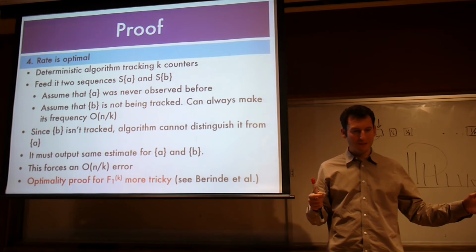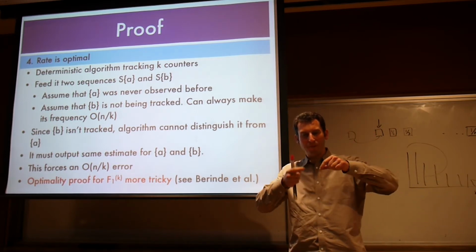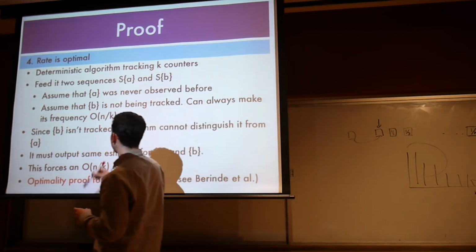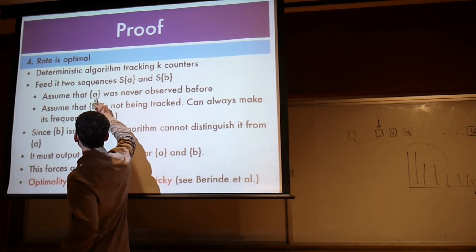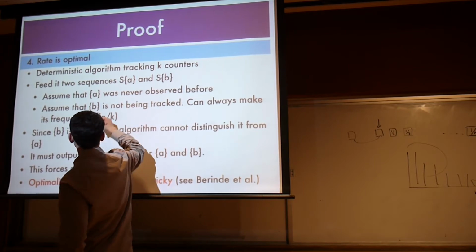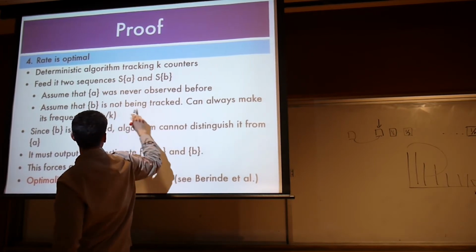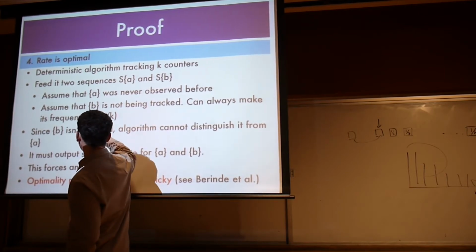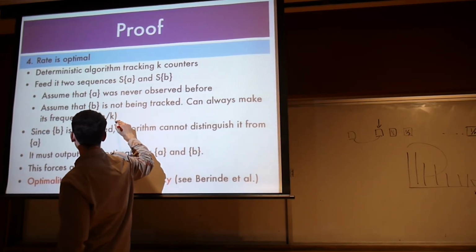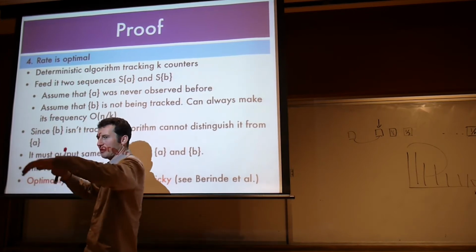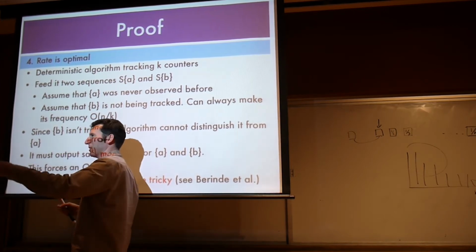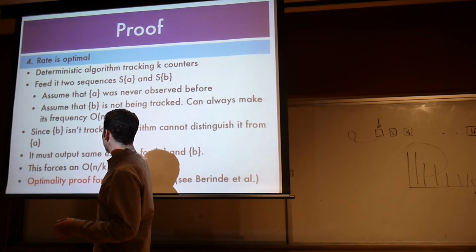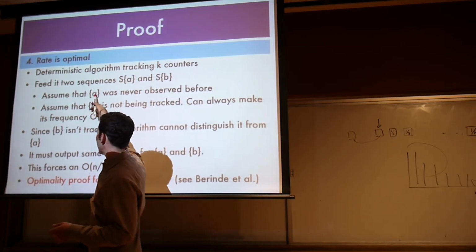And these sequences are exactly the same up to the last symbol. The only difference is that the last symbol in one case, this A, was never observed before, and we assume that B is not being tracked. We can always pick that. We can always make its frequency order of n over k, by just picking a distribution that's essentially even. So there always must be one symbol that the algorithm gives up on. And then the poor algorithm doesn't know whether we're in the case A or B.